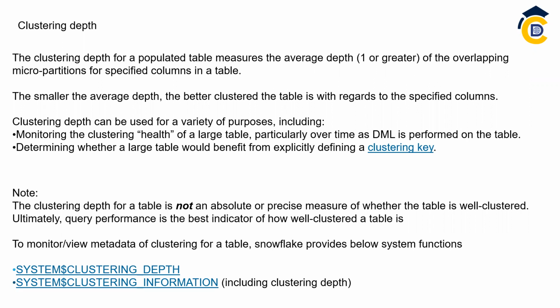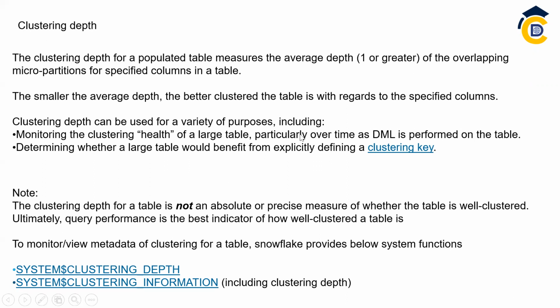So let's look at what clustering depth is. I'll just read this out and then I'll explain. The clustering depth for a populated table measures the average depth of the overlapping micro-partitions for specified columns in a table. The smaller the average depth, the better clustered the table is with regards to the specified columns.